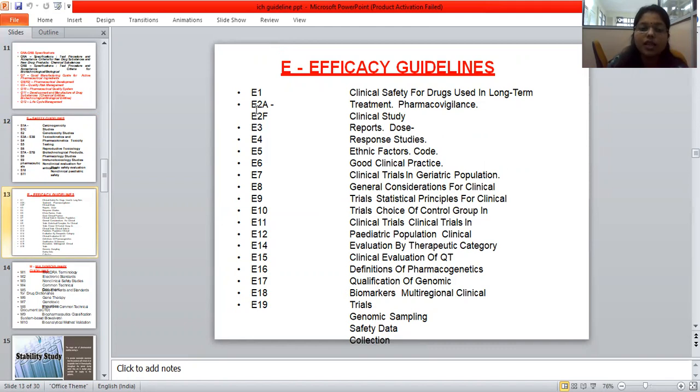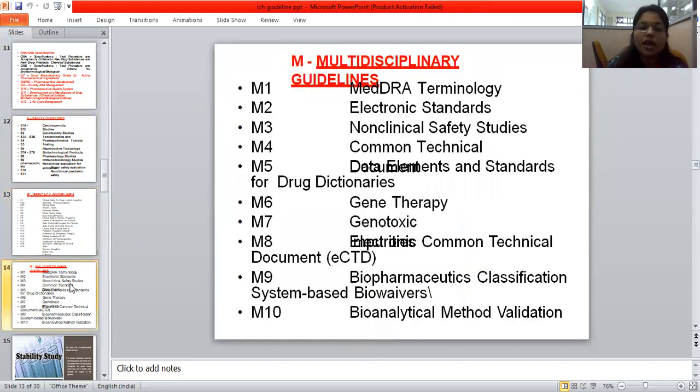Q series having the 12 guideline and different sub guideline. Our safety guideline, it is also 11 guideline, and our efficacy guideline, you must remember till the 19, whatever the part they are covered in this efficacy guideline E19. Also we are having the multidisciplinary guideline. For the M1 guideline, we are having the medical dictionary for this.